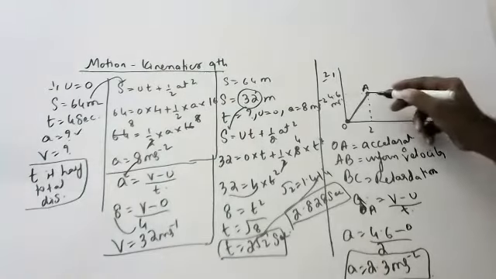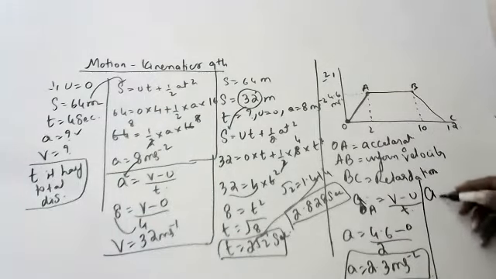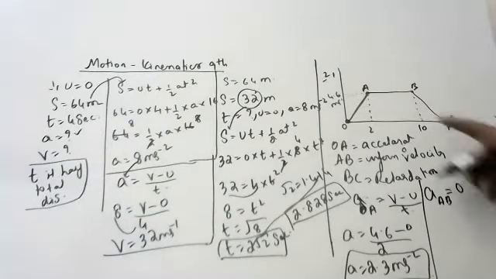Now, what is the acceleration between A and B, children? Acceleration between A and B, anyone? 0, because it is uniform speed. In uniform speed, acceleration won't be there.